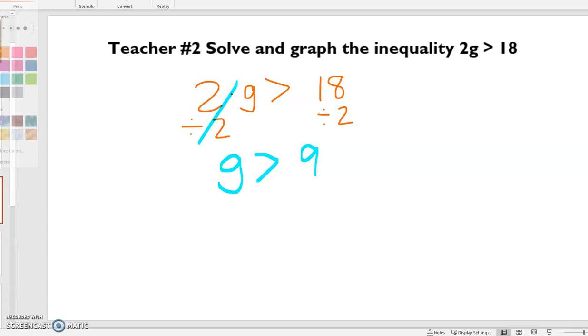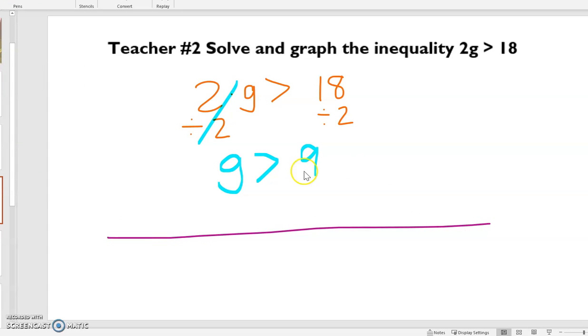When you're graphing an inequality, what I'd like you to do is create a number line. The number that you have here in the inequality, I'll put right in the middle. I'm going to just complete a few numbers on the number line.